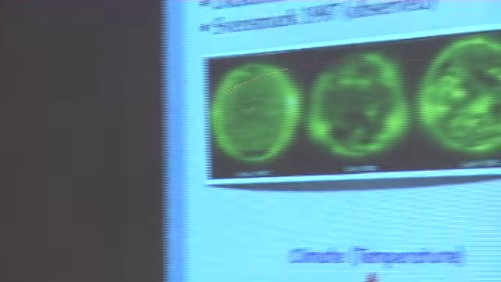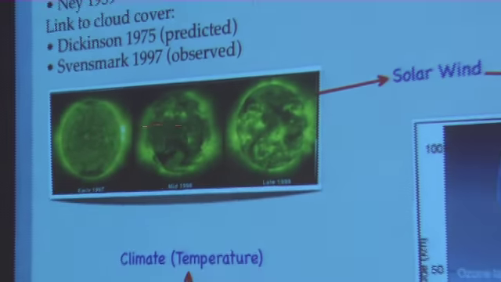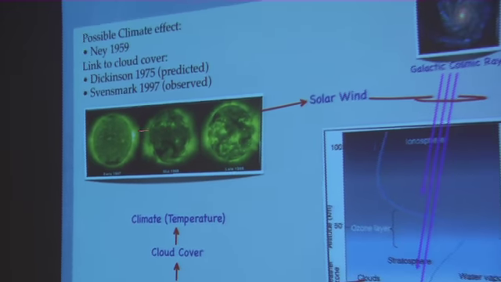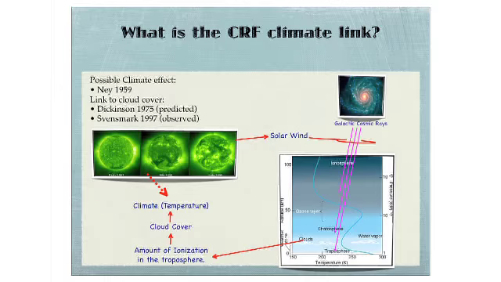The sun affects the climate through the following. The sun has a solar activity which changes. One of the things which changes is the solar wind. It's a tenuous wind of matter and magnetic field that the sun emits all the time. This thing modulates the galactic cosmic ray flux.